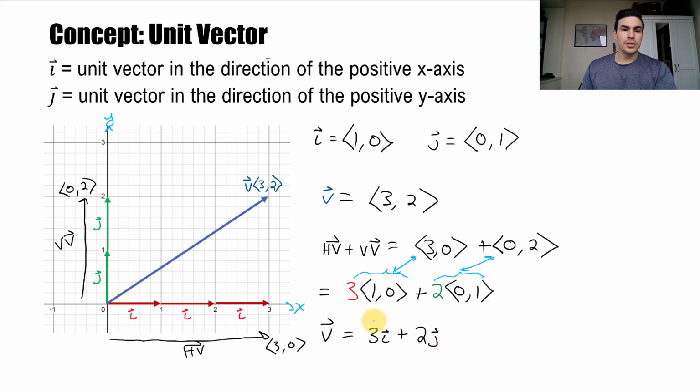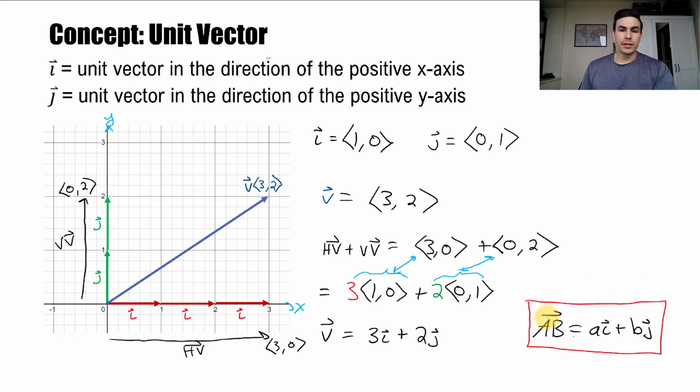Okay? So this is for this particular vector v, but for any generic vector ab, we can represent it as a times the unit vector i plus b times the unit vector j. Okay, and this is what we talked about when I mentioned linear combinations. So if you're asked to represent a vector as a linear combination of i and j, this is the format that you are going to be converting to. Okay, so let's go ahead and get into some examples then.